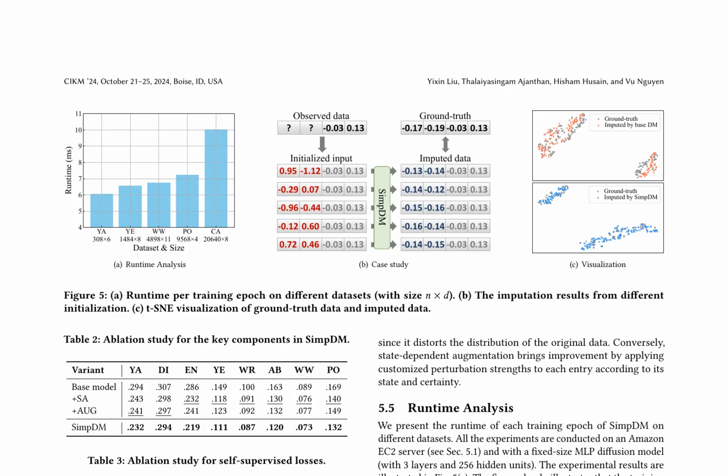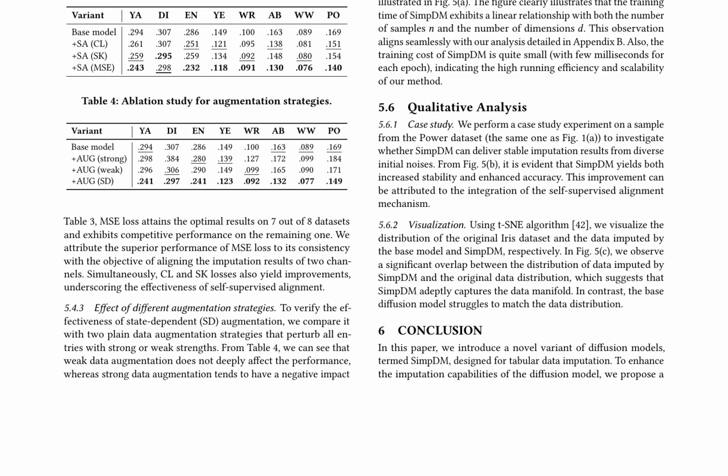Experimental results show that SimpDM outperforms all baseline methods in terms of root mean squared error, RMSE, achieving an average rank of 1.4. Ablation studies demonstrate the effectiveness of the self-supervised alignment mechanism and state-dependent augmentation strategy, with the mean squared error, MSE, loss attaining optimal results on 7 out of 8 datasets. The training time of SimpDM exhibits a linear relationship with both the number of samples and the number of dimensions, aligning with the author's analysis. A case study and visualization experiments illustrate that SimpDM yields increased stability and enhanced accuracy, capturing the data manifold effectively.